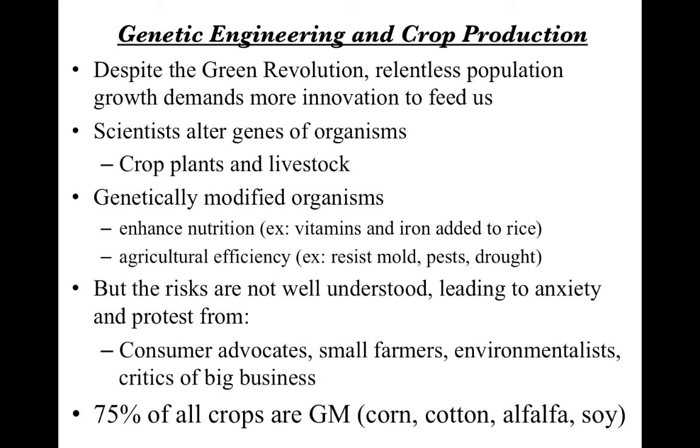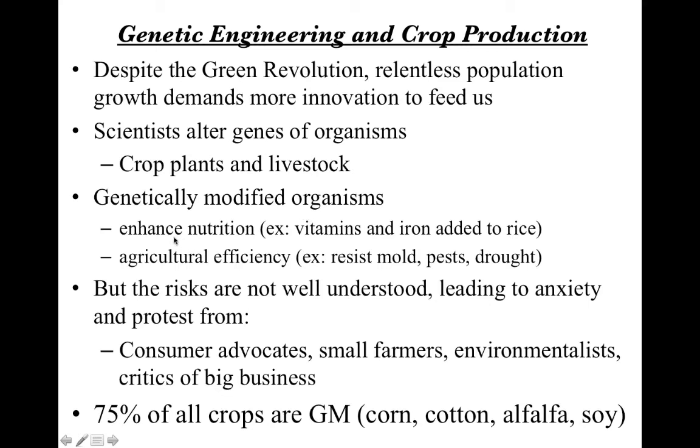Okay, genetic engineering and crop production. Even despite the Green Revolution increasing food production, there's relentless population growth, and as we go with an increasing population, we're going to need more innovation to feed the world's population. So science altered the genes of organisms, both plants that are grown and even livestock, animals that we eat. And this is where genetically modified organisms come from, that we shall be calling GMOs moving forward.